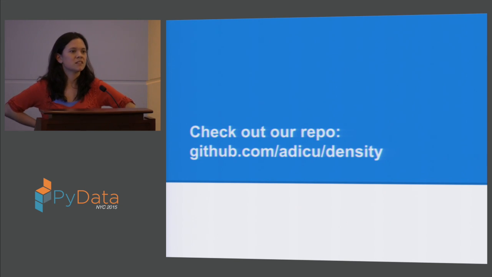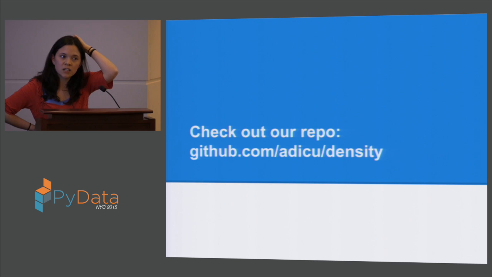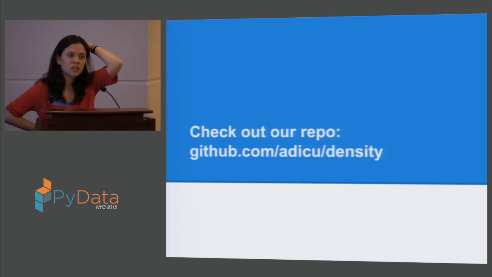Questions? Yeah. So you mentioned anomaly detection. How are you thinking of doing the anomaly detection for this data? Are you going to use Z-score or something else?